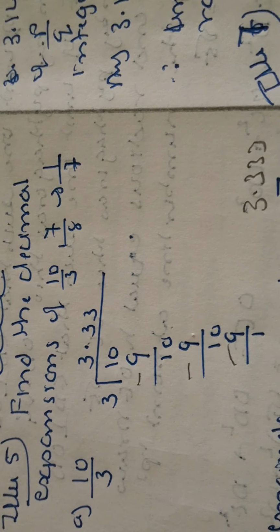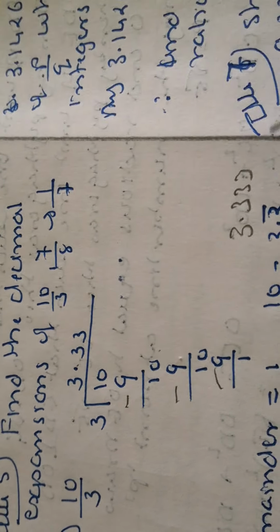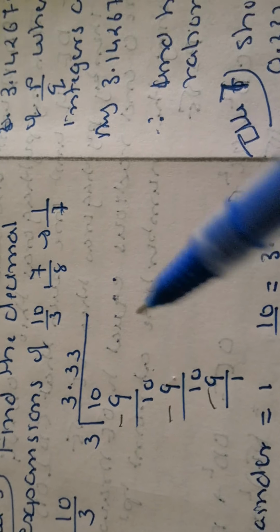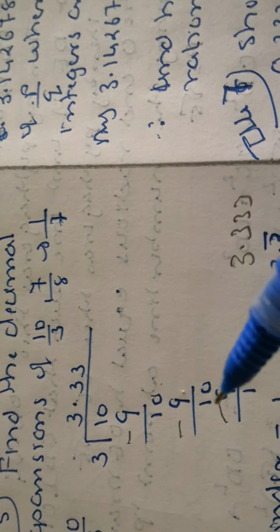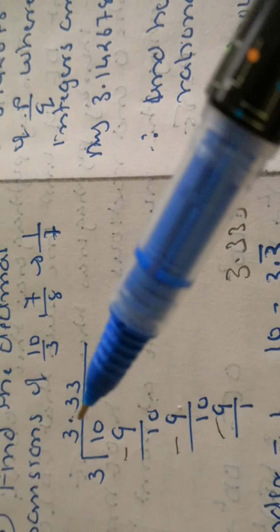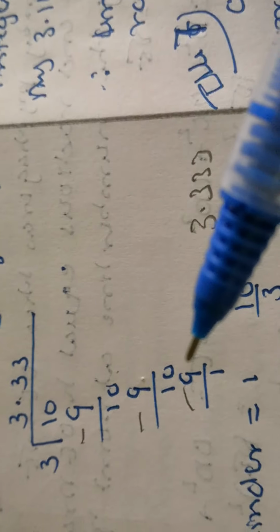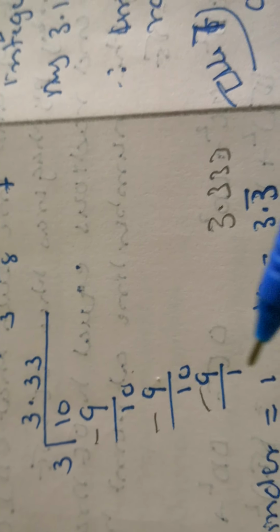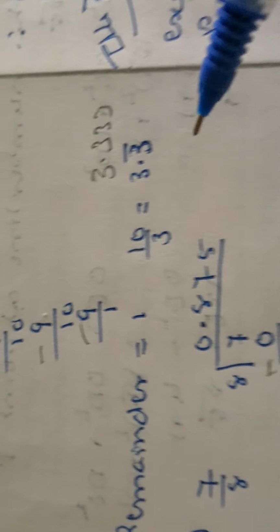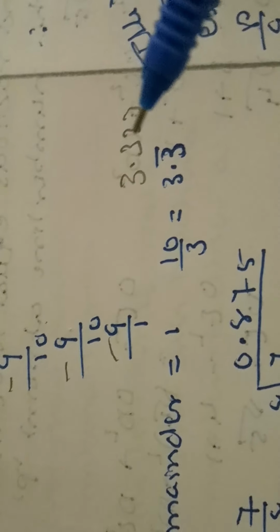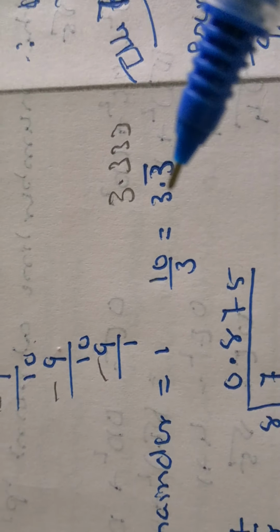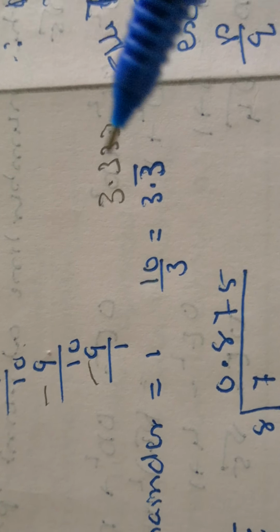3 3s are 9. 10 minus 9 is 1. By keeping a decimal point, you are going to get 10. 10 minus 9 is again 1. As already we have kept a decimal point, so you can get 10. So again 10 minus 9 is 1. So the remainder is 1. So 10 upon 3 is 3.333. That means it is 3.3 bar, as 3 is going on repeating.